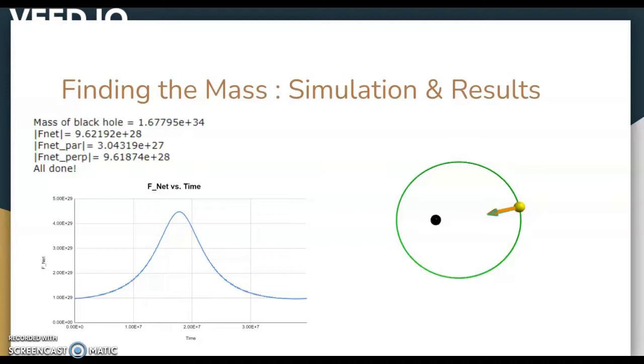Using this data, I determined that the mass of the black hole is 1.678 times 10 to the 34th kilograms.